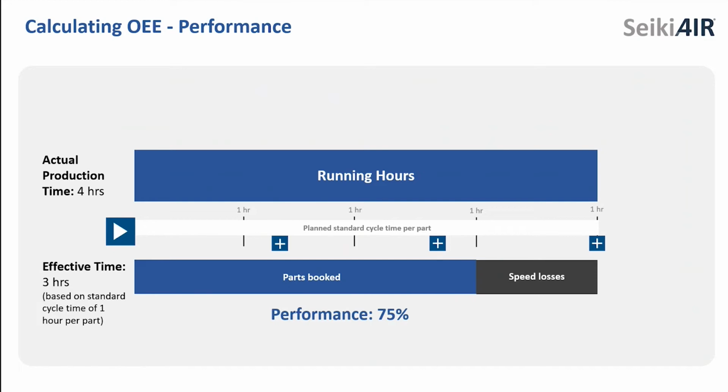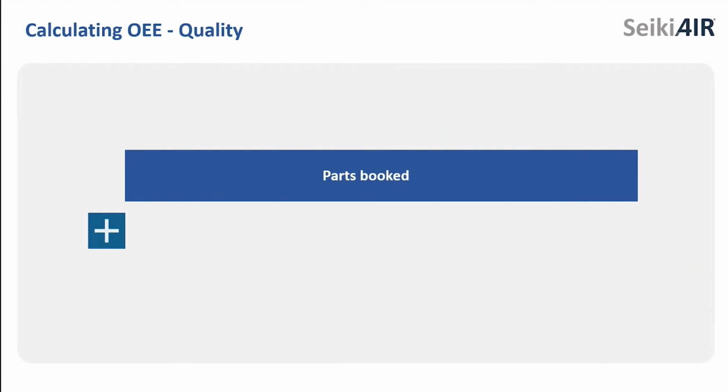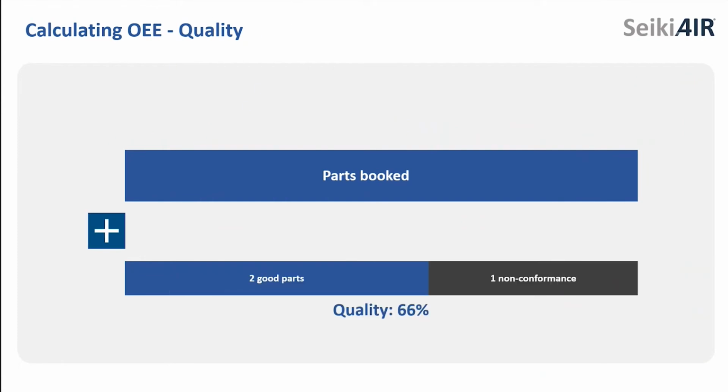We now need to drill down to get to our quality factor. So of those parts that we've booked, how many of them were good and how many of them were non-conforming? So now I'm getting my quality losses. So I've spent an hour producing a part in this example, but it was defective. So I've actually lost another hour's worth of productivity here by producing a non-conforming part. Hence, my quality factor is now showing as 66%.